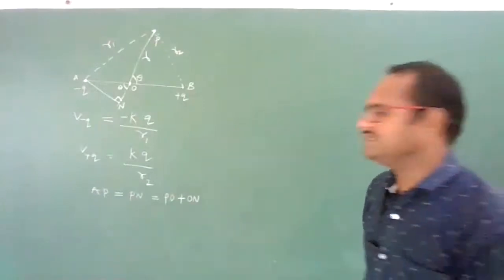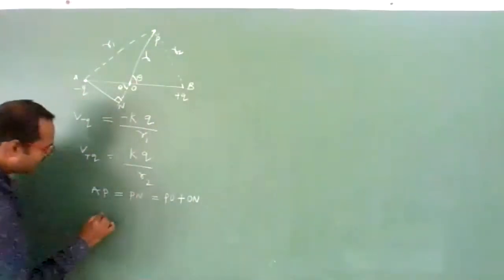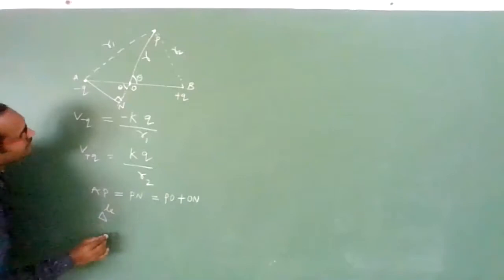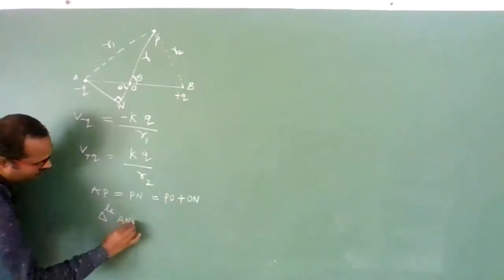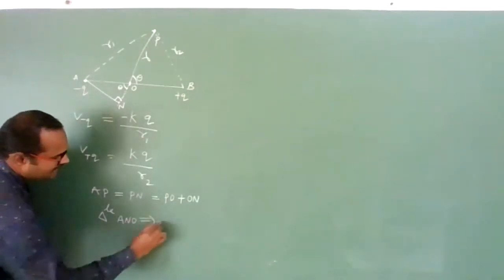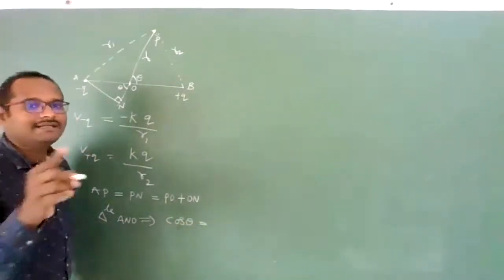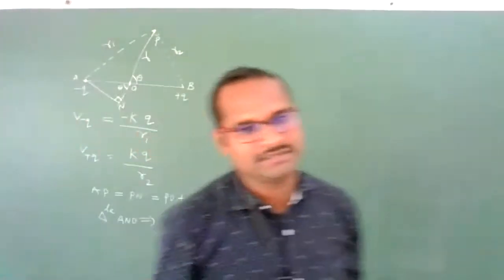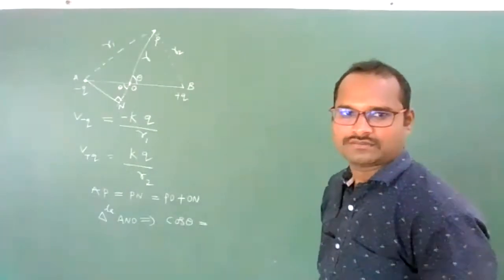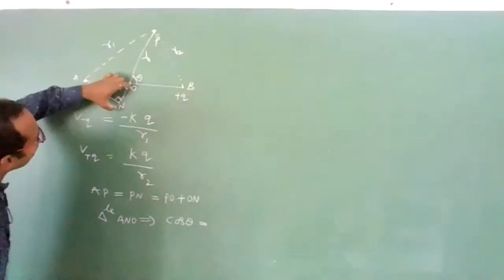As for this, see triangle ANO. From this triangle, take cos theta. What is cos theta? Adjacent side by hypotenuse. Adjacent side for this is ON.